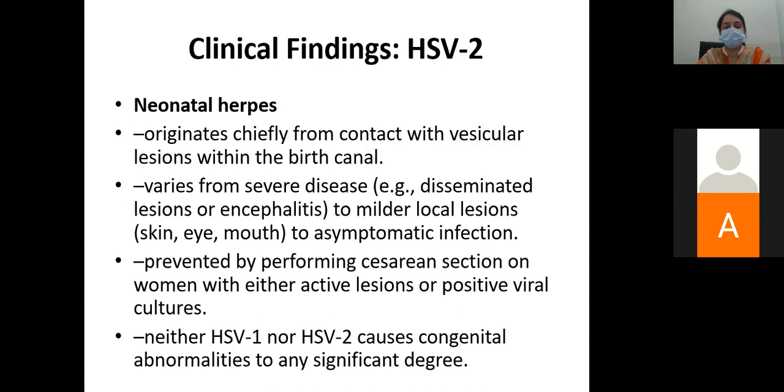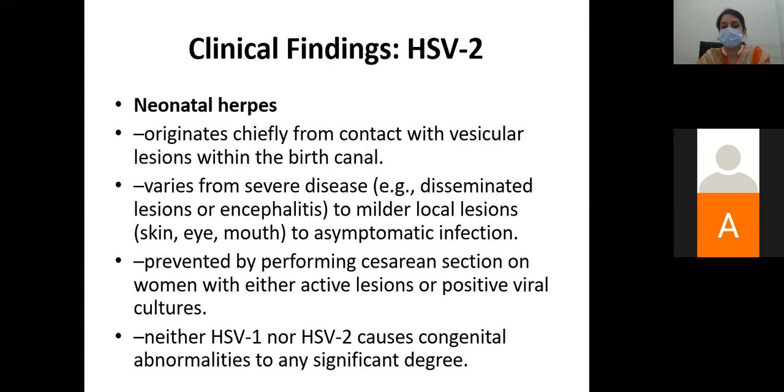Okay, next there is neonatal herpes. Neonatal herpes is herpes simplex type 2, and it basically originates chiefly from contact with vesicular lesions within the birth canal. It always occurs within the birth canal, and it varies from severe disease, in which there can be disseminated lesions or encephalitis, to a milder form, in which there can be local lesions on the skin, eye, or mouth. There can also be asymptomatic infection, with no symptoms, but the fetus is infected.